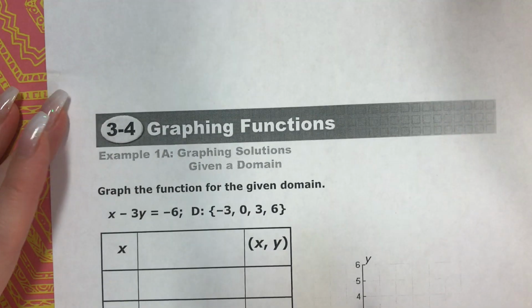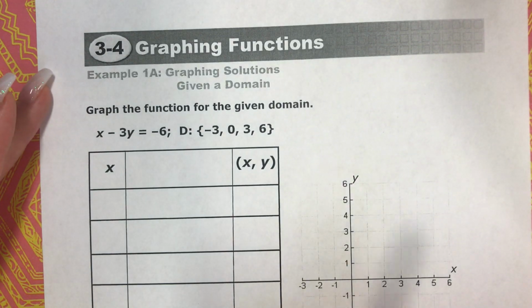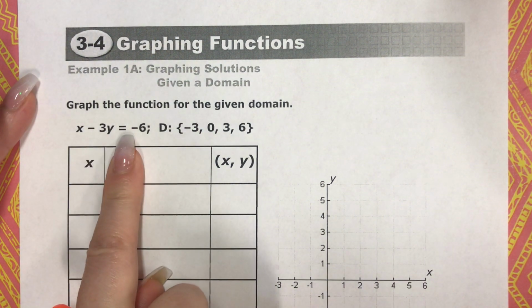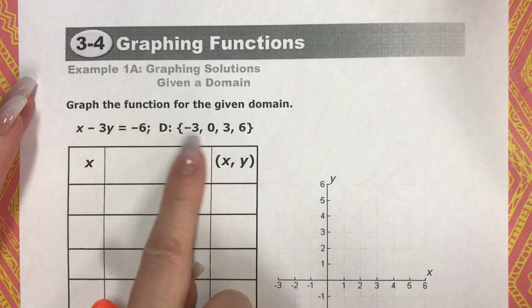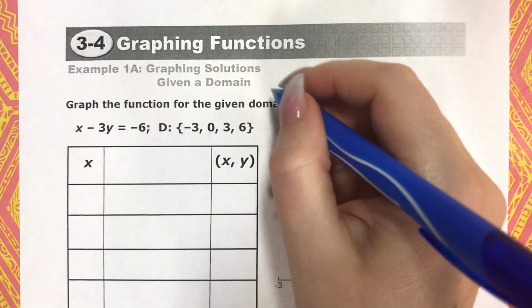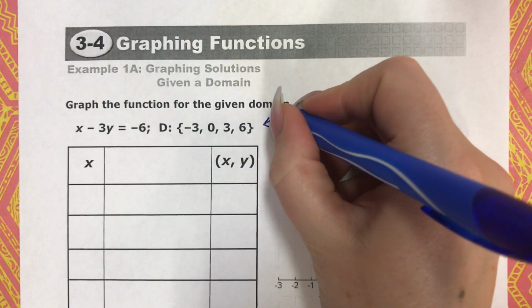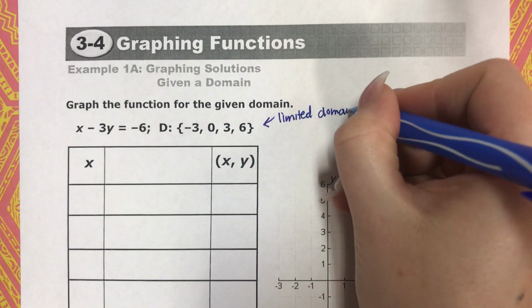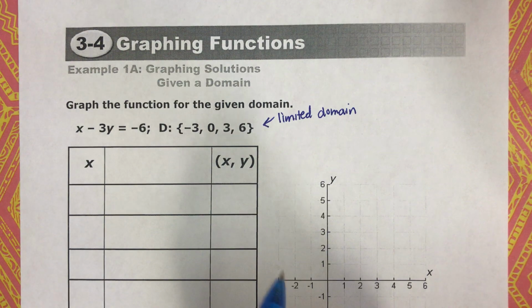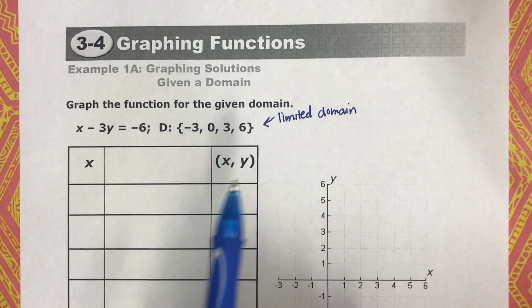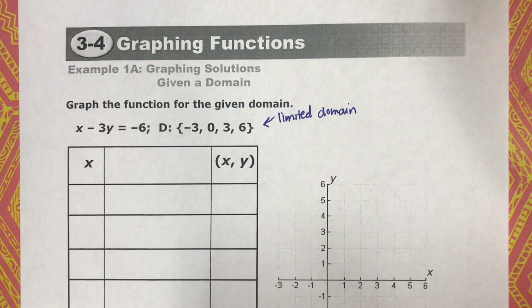So we have a function here, and what we're going to do is graph this function with this particular domain, -3, 0, 3, and 6. And this domain is giving us specific values, and this is what is referred to as a limited domain, because it's not all real numbers, right? It's only going to be these limited domain values, which are going to give us points. All right, so let's go ahead and look at this.